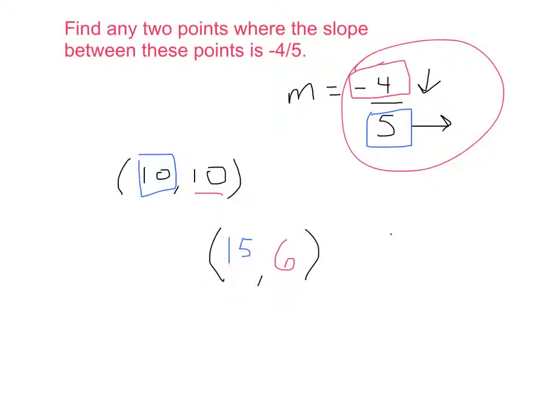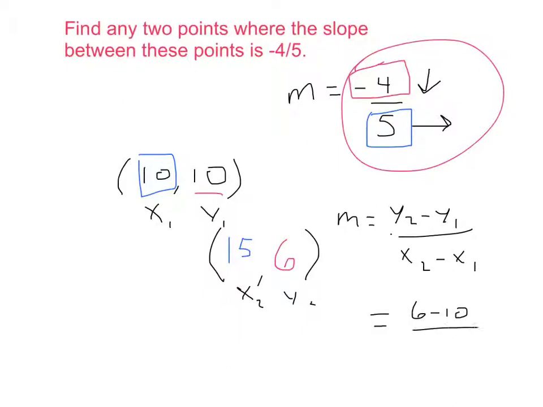And let's check if this works. So this is x1, y1, x2, y2. If I plug this in, my slope is y2 minus y1 over x2 minus x1. Then I get 6 minus 10 over 15 minus 10, which equals -4/5. Perfect. So that works. All right. Pay attention to that.